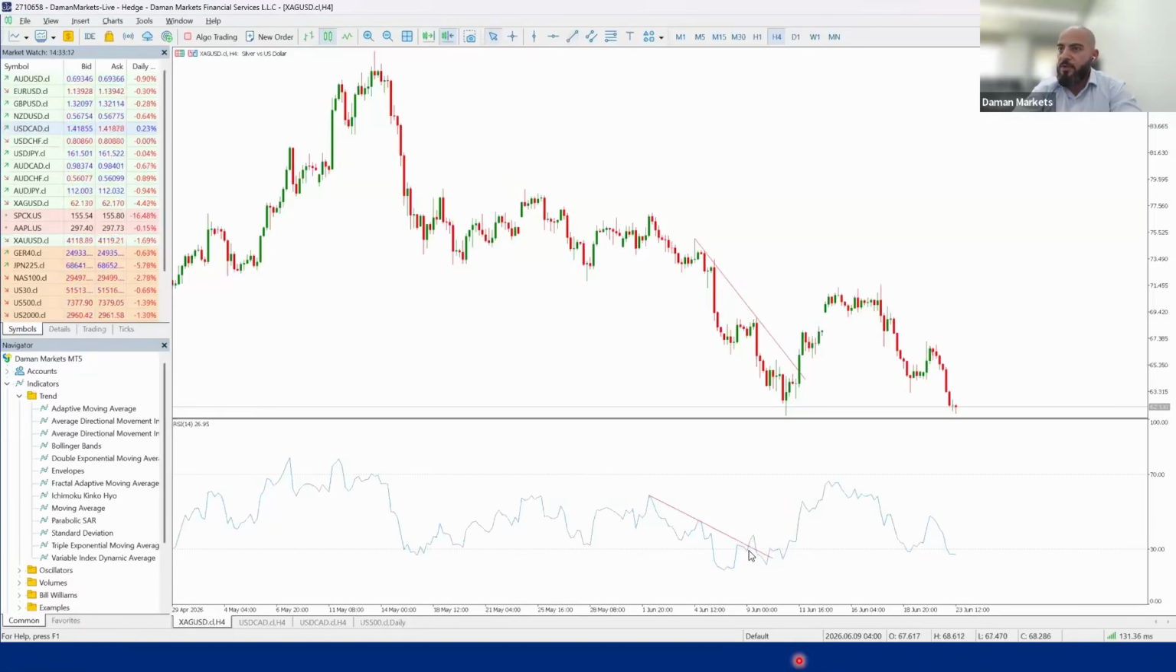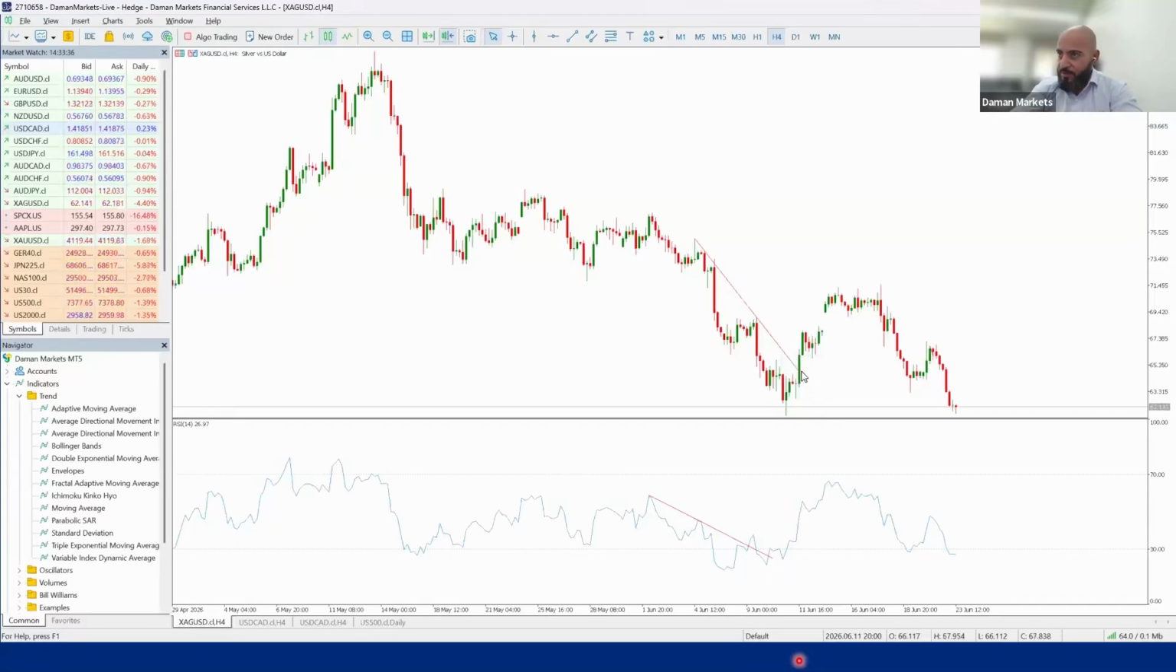So notice here what happened. The price of the indicator started to break above its moving average, above its trend line. Did the price break above the trend line at this zone? No. So yes, the direction of the oscillator started to reverse, but we didn't see a reversal in the price.